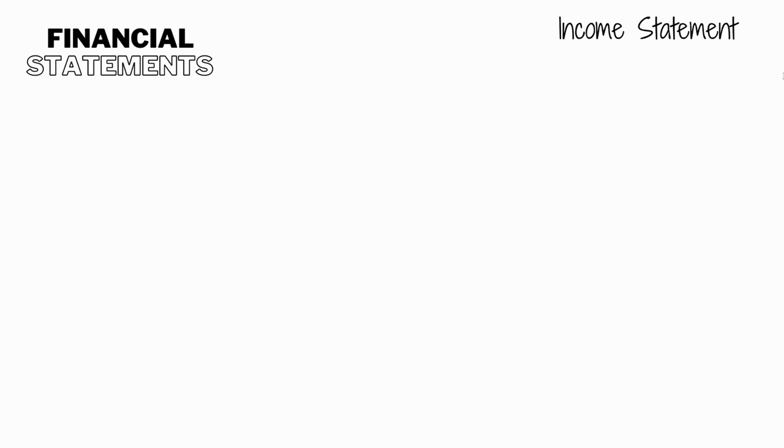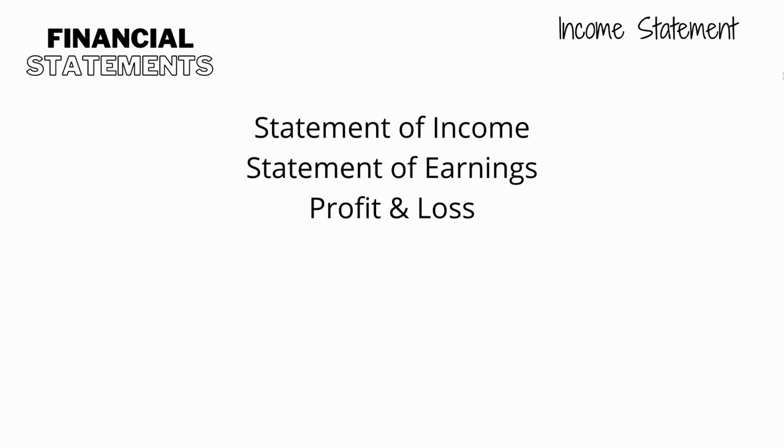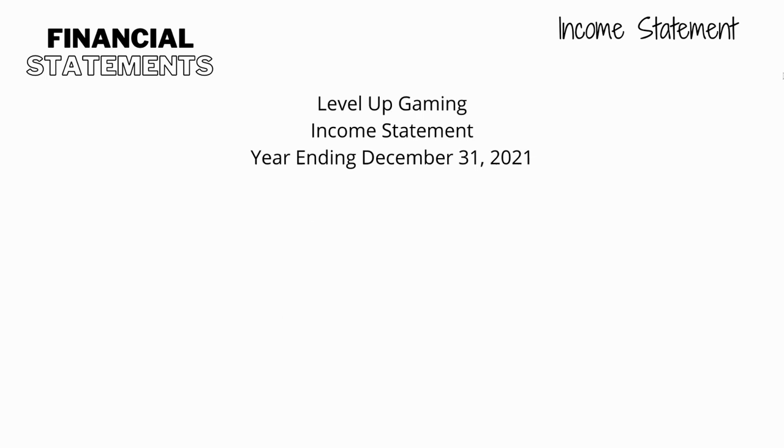Let's start with the income statement. The income statement shows us the equation revenue minus expenses equals net income. It's also called the statement of income, statement of earnings, and profit and loss. It's prepared first out of the financial statements. It answers the question, is the company making money from operations?